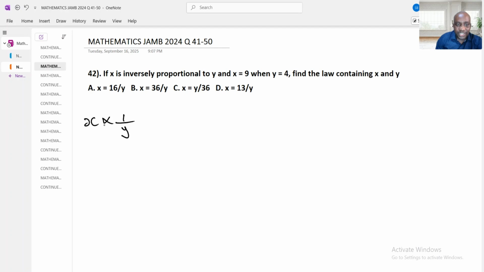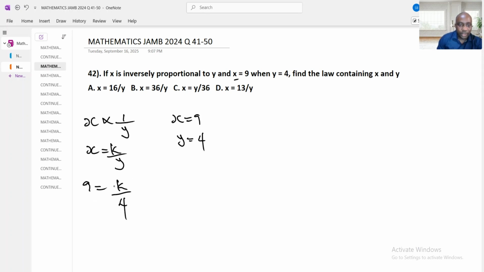X is inversely proportional. Whenever you see proportional, it means that 1 over X, you form it as a fraction. Now, if you want to change these symbols to is equal to, then we will introduce the constant K over Y. The question says X is 9, while the Y is 4. Therefore, let's apply it. What is our X? 9. What is our K? We don't know. What is our Y? 4.